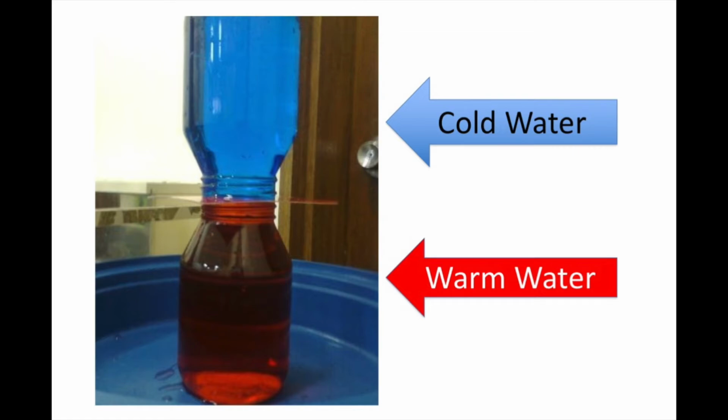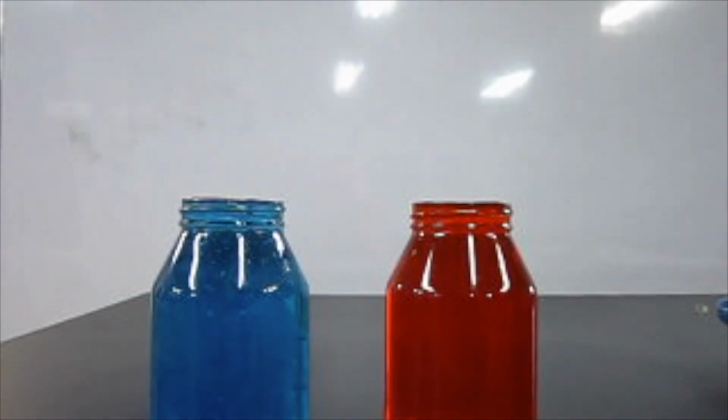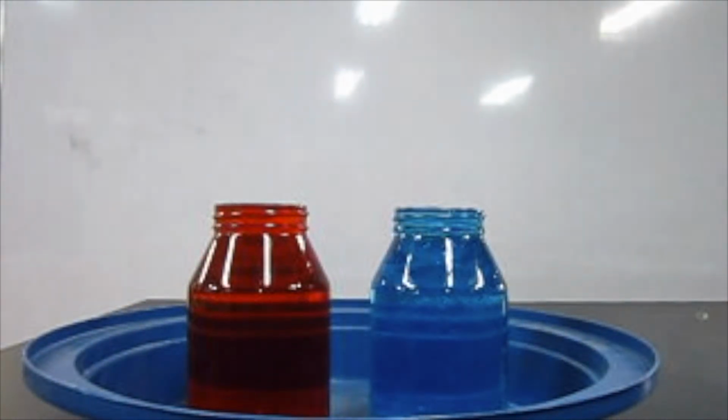Place the two jars as shown in the picture with a cardboard placed in the middle to separate the two. What do you think will happen if the cardboard is removed? Now, watch this video.